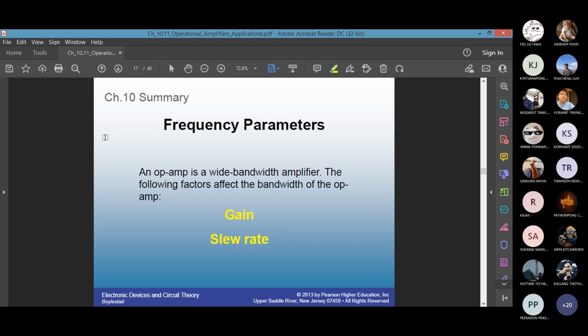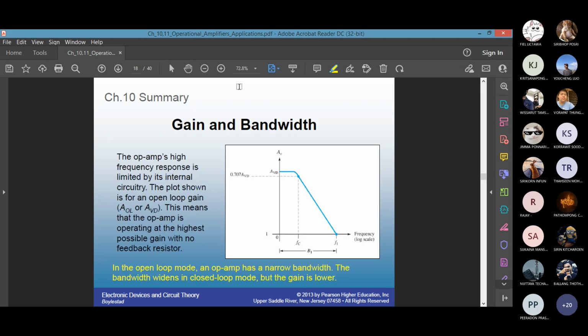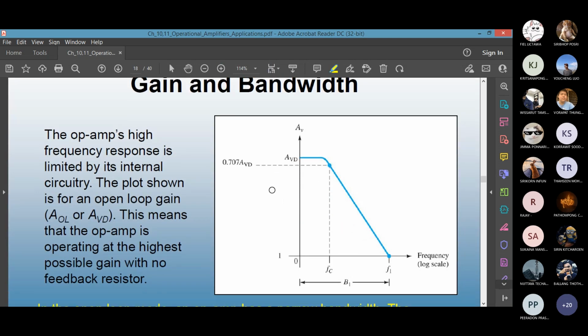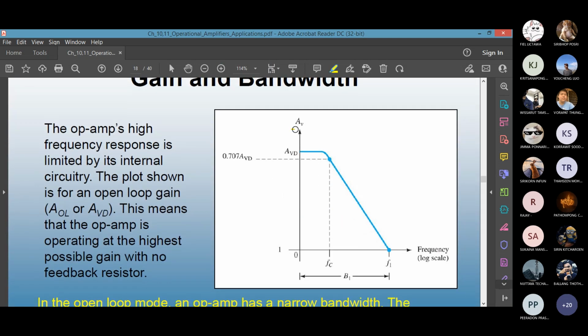Slew rate refers to another parameter which tells about the op-amp's ability to handle variation in signal. It's the rate of change in output voltage caused by a step change in the input. Here's the gain bandwidth effect. On the y-axis you have the gain. Here in this case it looks like a voltage gain. Once the op-amp is open loop, AVD is called the open loop gain. That is the maximum, can be 20,000.